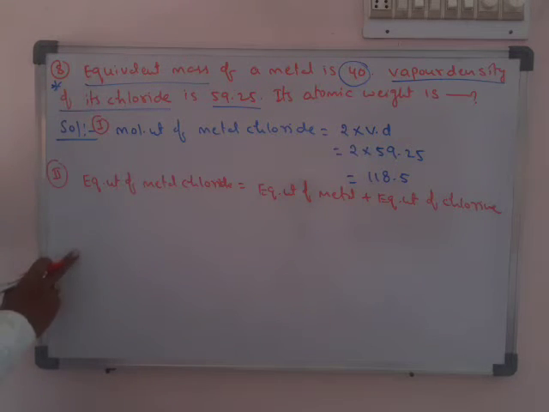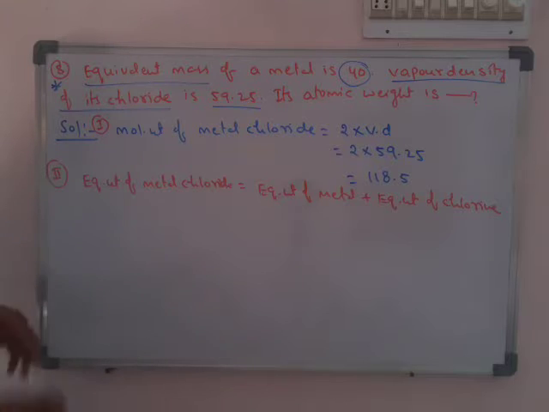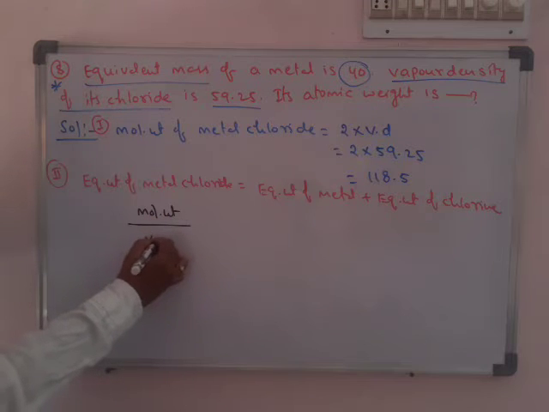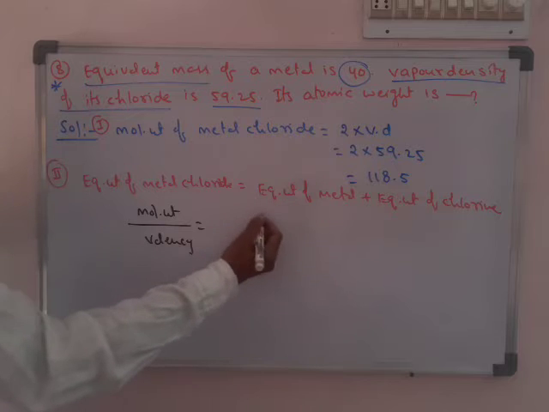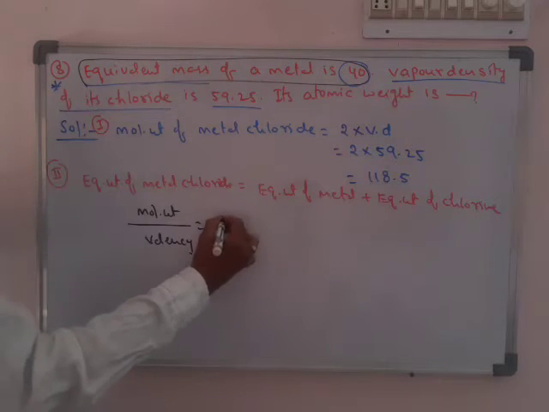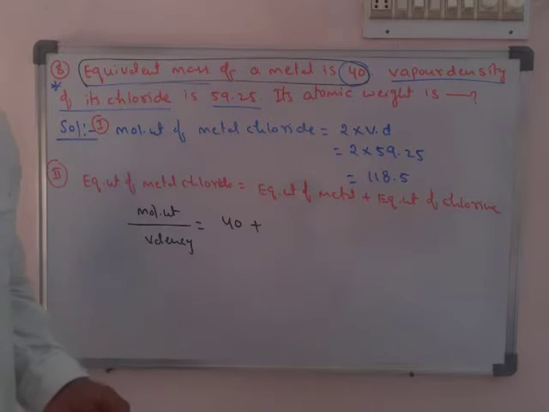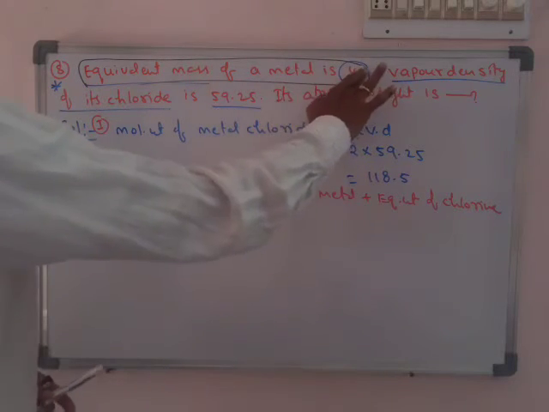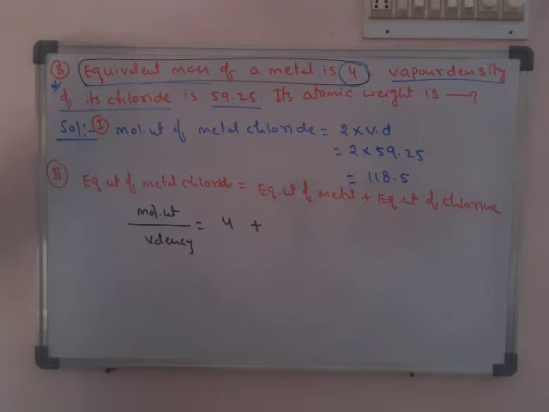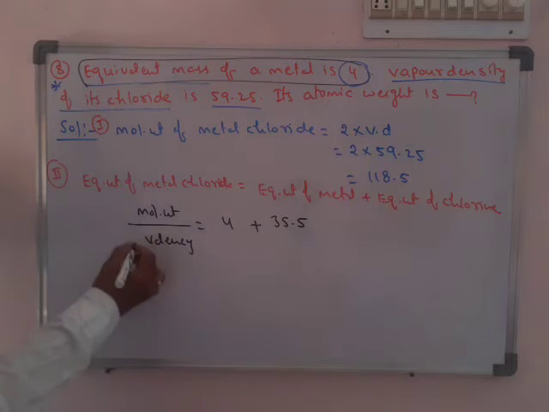So actually I have to find the atomic weight. The equivalent weight of the metal chloride, if we expand this, what is the formula? Molecular weight. The metal chloride is a molecule, but we can write the equivalent weight by its valency. The equivalent weight of the metal is given. Sorry, it is not exactly 40. Just wait, in the problem it is given as 4, not 40. Next, what is the equivalent weight of chlorine? Its atomic weight by valency, that is 1 only.